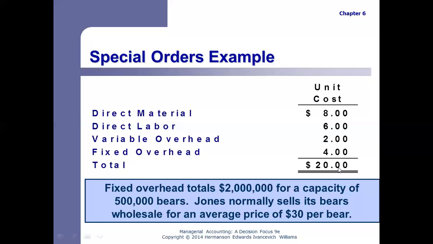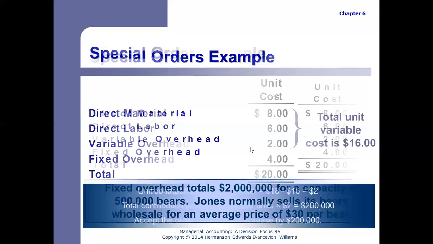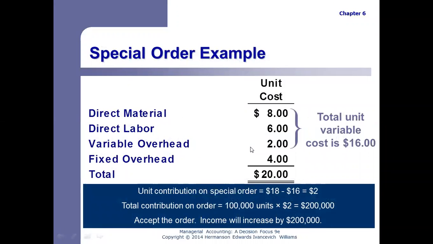That doesn't make sense. Accepting a sales price of $18 when it costs us $20, sounds like we'll lose $2 per bear. That doesn't make any sense. However, let's take a closer look at that. Okay, notice the variable cost portion is $16. The $8 direct materials, the $6 direct labor, and the $2 variable overhead. So the total variable cost is $16.